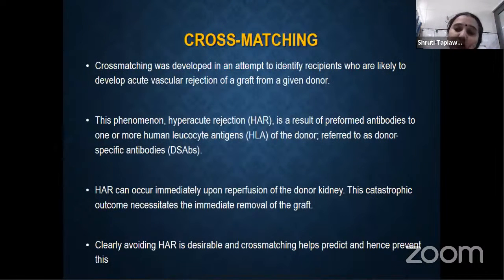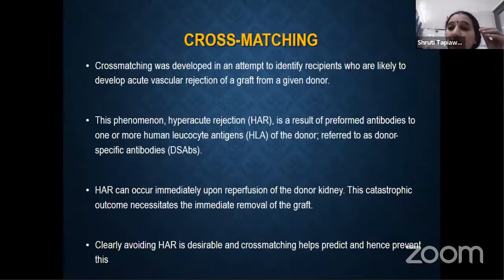Now, let me today cover the cross matching because that is the basis, because that forms the crux and that will form the immediate risk. So this was developed in an attempt to identify recipients who are likely to develop a bad rejection from a given donor. This phenomenon of hyperacute rejection is a result of formation of preformed antibodies against one or more HLA antigens from the donor, referred to as donor specific because they are on the donor.